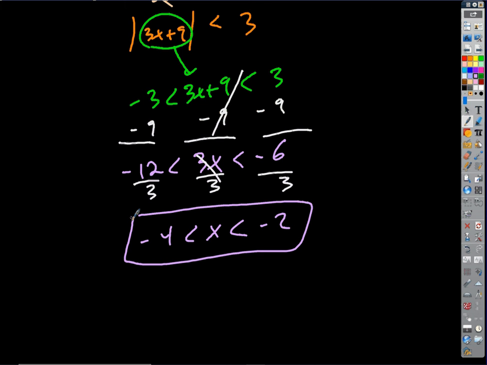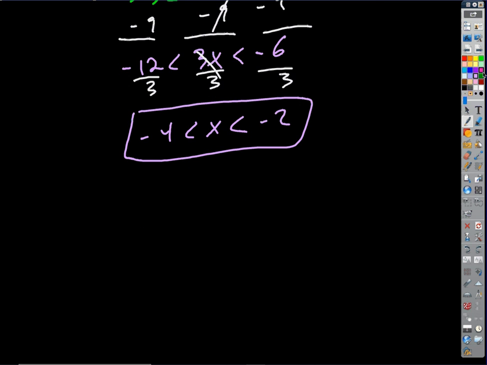Now, what if I wrote that using interval notation? It's really easy, isn't it? And how come parentheses? Because it's not equal. There's no equal to. Okay, does that make sense? Okay, we're good? Got it? Practice.